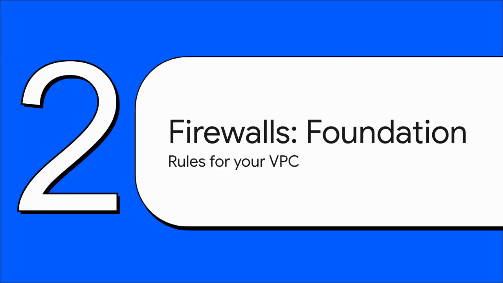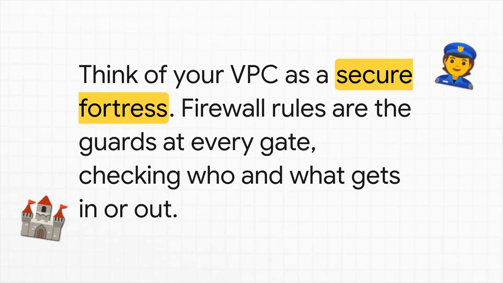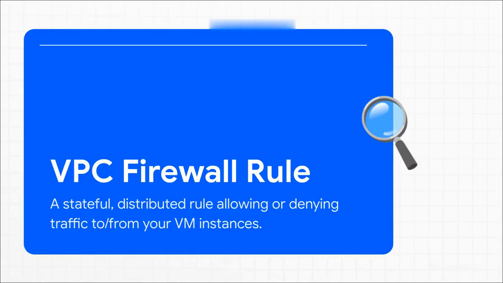Well, we start with the absolute bedrock of network security in Google Cloud. Section 2, firewalls. This is where we lay down the fundamental rules of the road. I absolutely love this analogy. Just think of your virtual private cloud, your VPC, as your own private fortress in the cloud. And the firewall rules? They're not just suggestions. They are the guards standing at every single gate, checking the ID of every single packet that tries to get in or out.